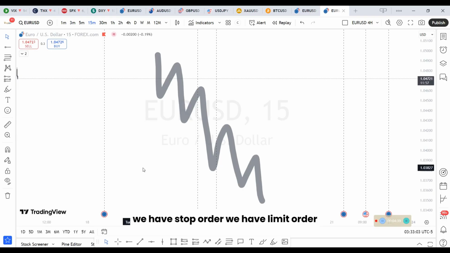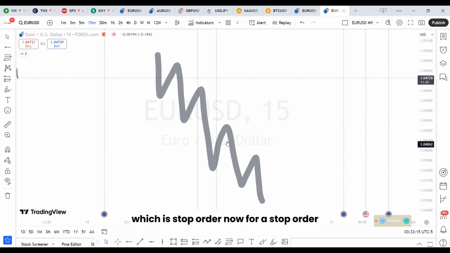Now, before we continue, there are three orders in the market. We have the stop order, we have the limit order, and we have the instant order. Now, let's take the first one, which is the stop order.